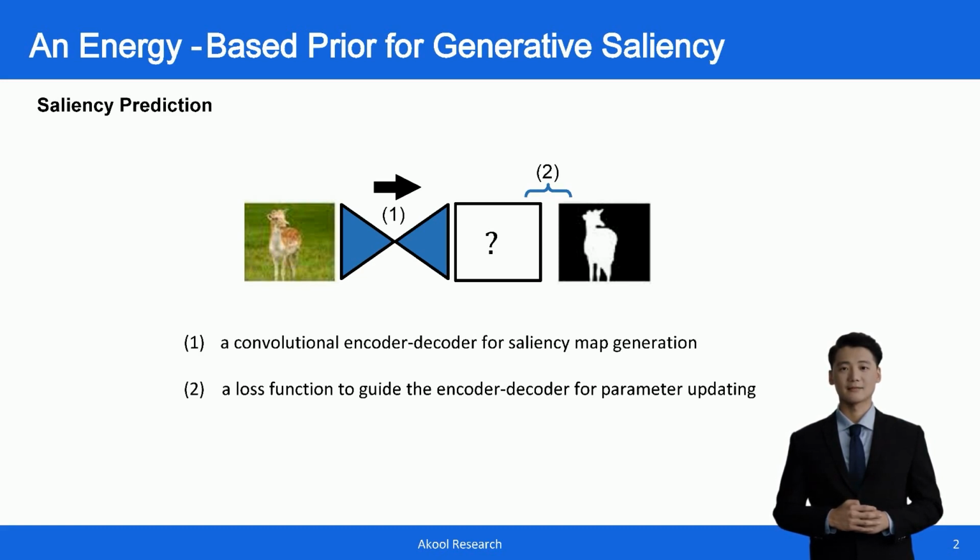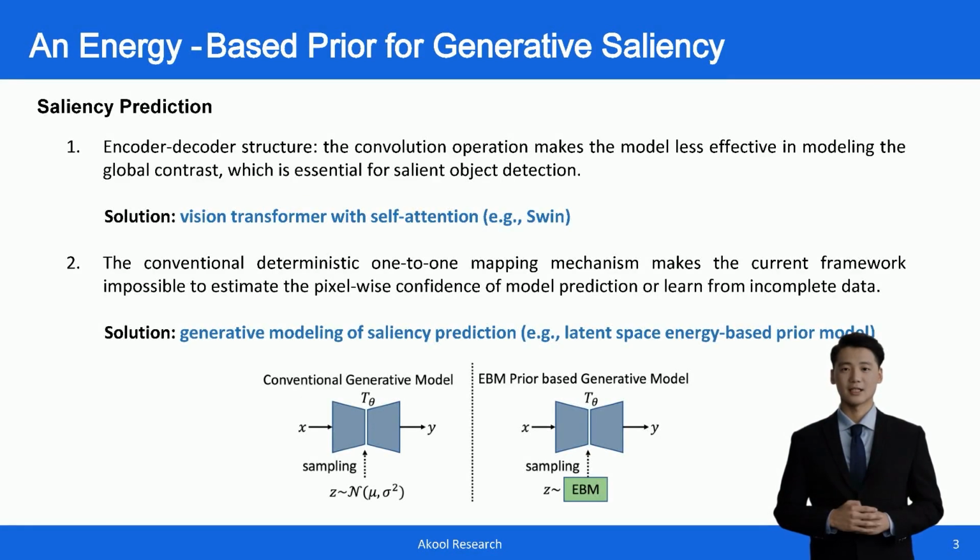the salient object. Such a task has a wide range of computer vision applications, such as image understanding, image captioning, object detection, unsupervised video object segmentation, semantic segmentation, and so on. A conventional framework for deep salient object detection involves two main modules: a convolutional encoder-decoder for saliency map generation, and a loss function to guide the encoder-decoder for parameter updating.